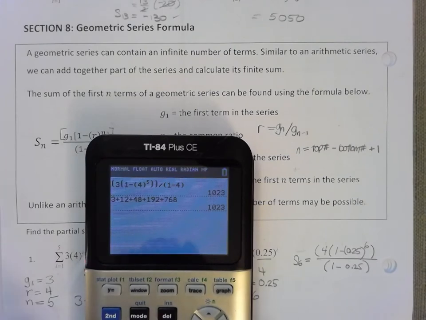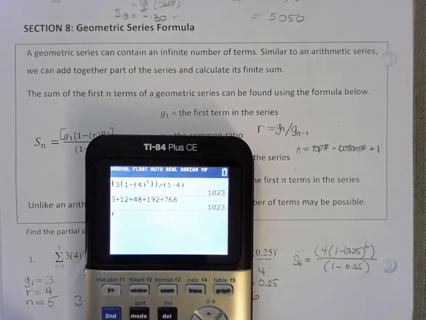All right, here goes. Let's take a look. Let's left parenthesis the top, 4 minus 1 minus 0.25, except I got to go back and put the parentheses around my ratio. Raised to the 6th power. That closes the inside, and this closes the numerator, divided by 1 minus 0.25. When I hit enter, now I might get a decimal, and it's important for me to tell you that you really should not round this decimal. This is an exact value for all 6 terms.